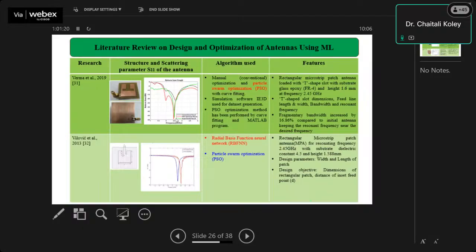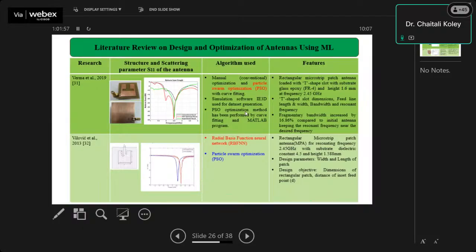The green color is the experimental result. Then they applied PSO, which is the red color, and the conventional result is the black color. If you see, compared to the conventional result, they obtained a better return loss by applying the PSO optimization technique. Similarly, this is one of the designs where they utilized the PSO technique in their microstrip antenna design, which is a rectangular shape.